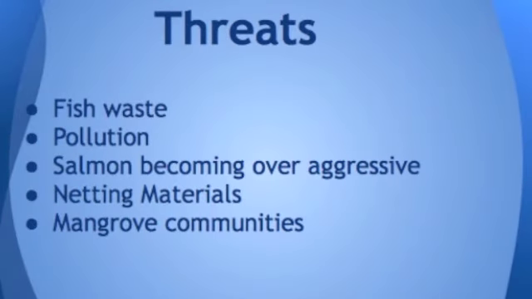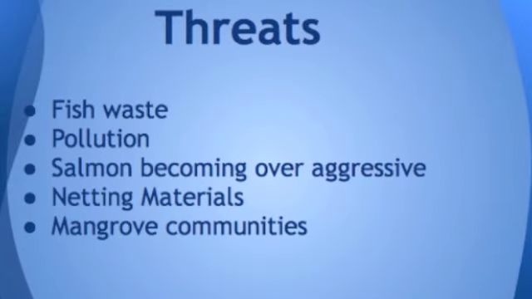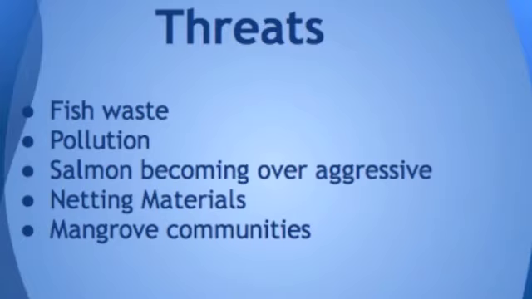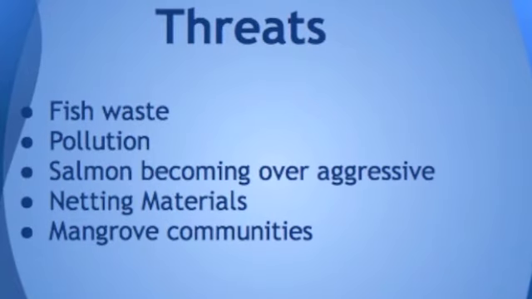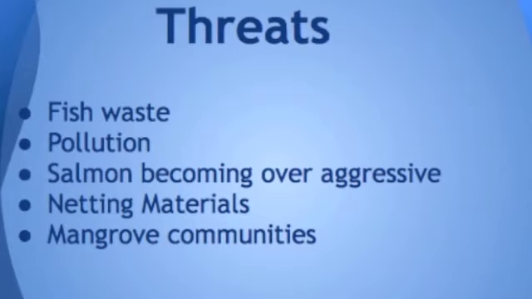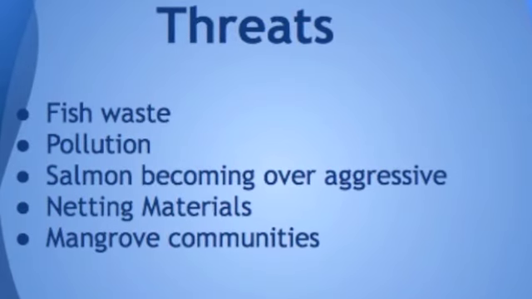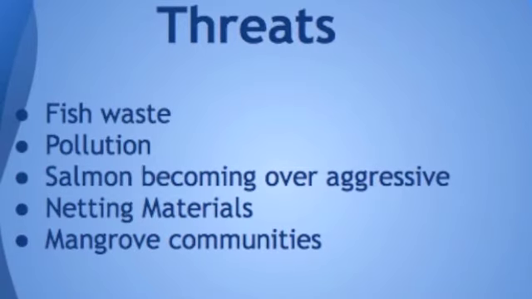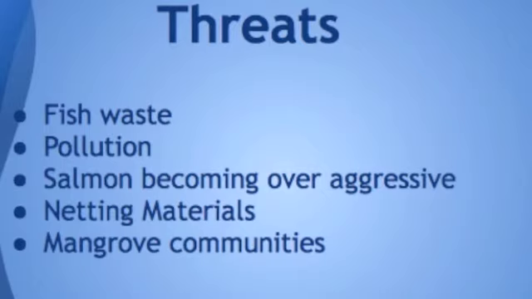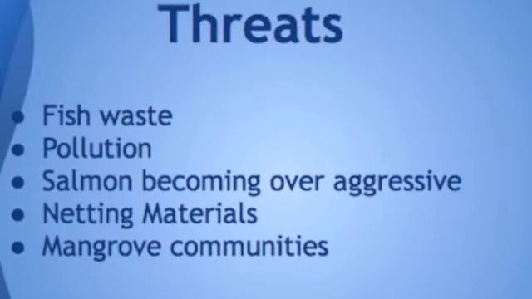Threats that aquaculture imposes are fish waste, pollution, salmon becoming overaggressive, netting materials, and mangrove communities. Fish waste collects at the bottom of the ocean, therefore eliminating damaging bottom-dwelling life. Waste can decrease the dissolved oxygen levels in the water column, therefore causing more pressure on the wildlife. The pollution from the netting materials is causing the water to be too dirty for other organisms to live in.